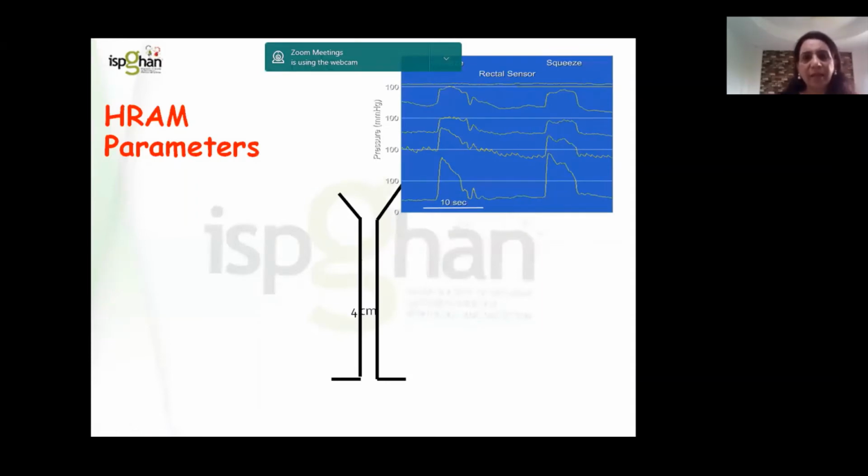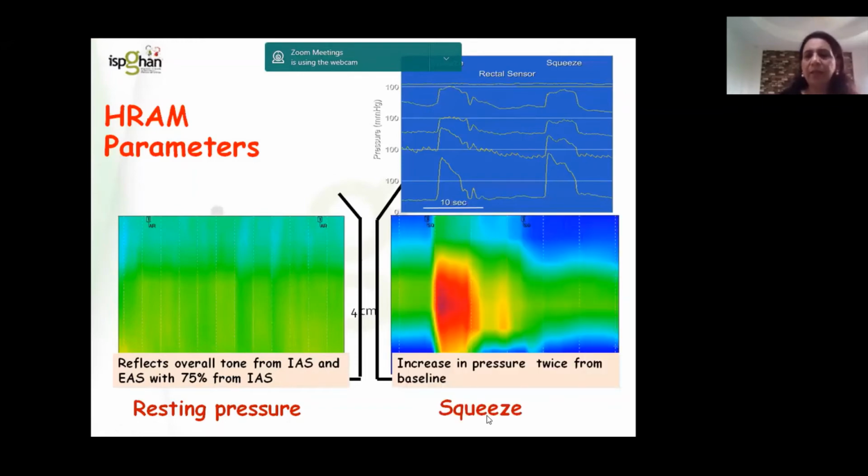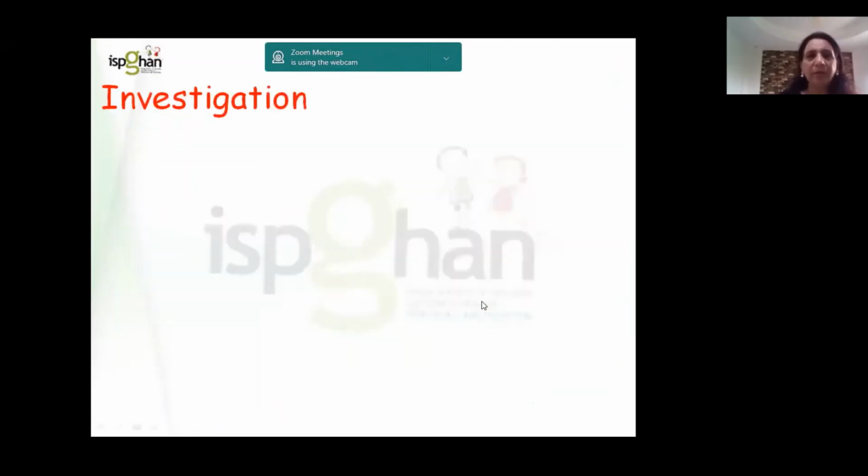Just to understand the various parameters we look for in anorectal manometry, this is the resting anal pressure, as I already discussed, contributed by both the internal anal sphincter as well as the external anal sphincter. This is what we see when the patient is asked to squeeze. There is a high pressure zone.